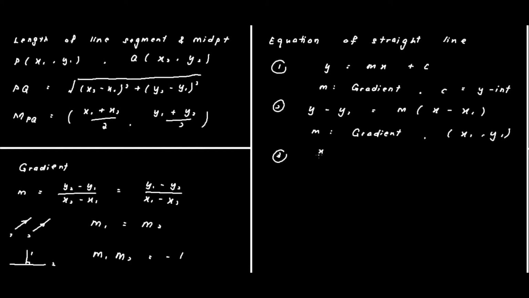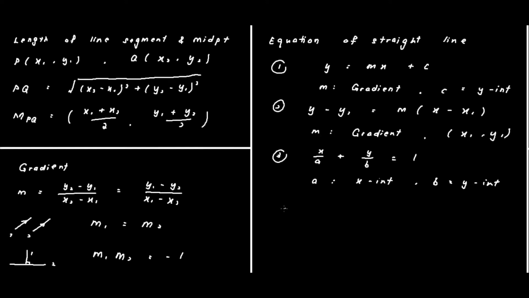Then you have your third type, which is what we call the intercept form, in the form of x over a plus y over b equals 1. In this form, you can see that you have x, y, a and b. So a stands for your x-intercept, the constant below the x is your x-intercept, and b is your y-intercept. So this is the intercept form.